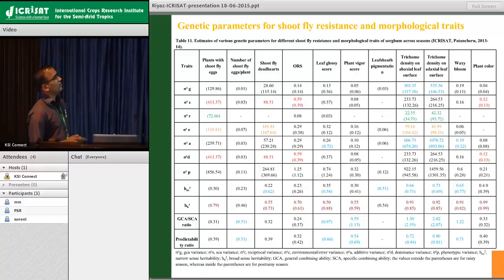Coming to the agronomic and panicle traits, days to 50% flowering, plant height, 100 seed weight, and grain yield show higher SCA variance, whereas the GCA by SCA ratio and the predictability ratio are high for most of these traits, indicating both additive and non-additive inheritance patterns. Whereas for grain yield, the significant SCA variance and significant dominance variance indicate that predominance of dominance gene action is involved in the inheritance of grain yield traits.